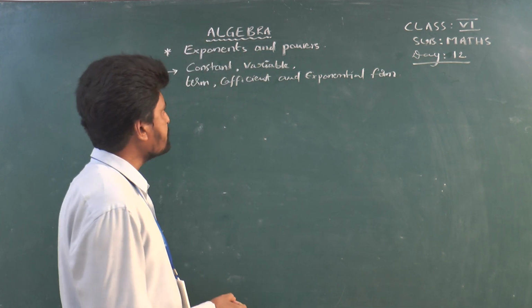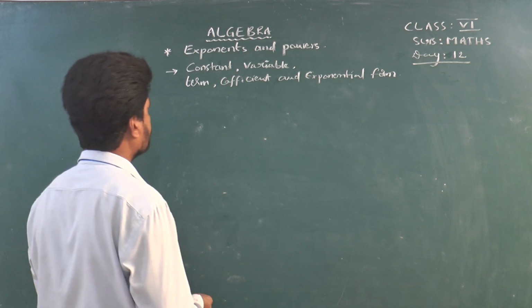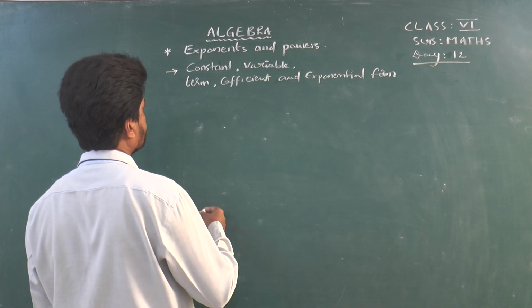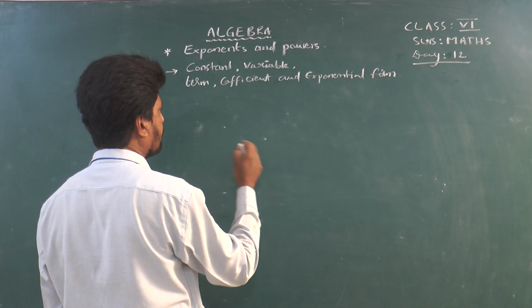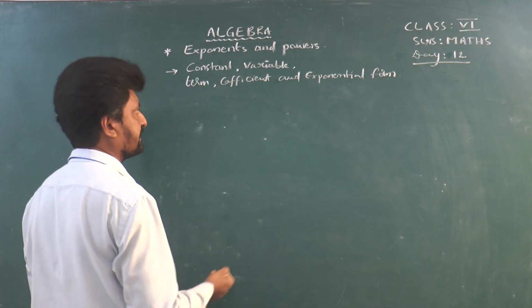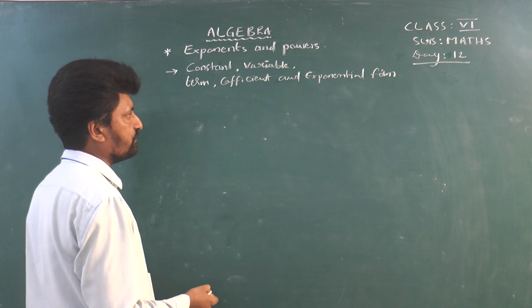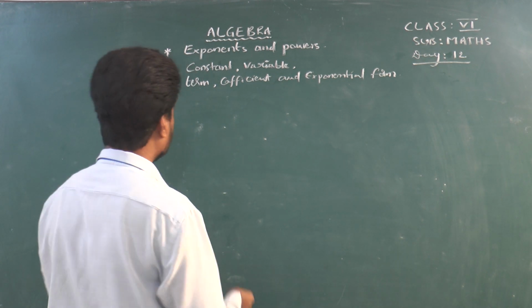Today, in 6th standard algebra, we are going to discuss exponents and powers. In that, what is constant and what is variable, what is a term, what is coefficient, and exponential form.